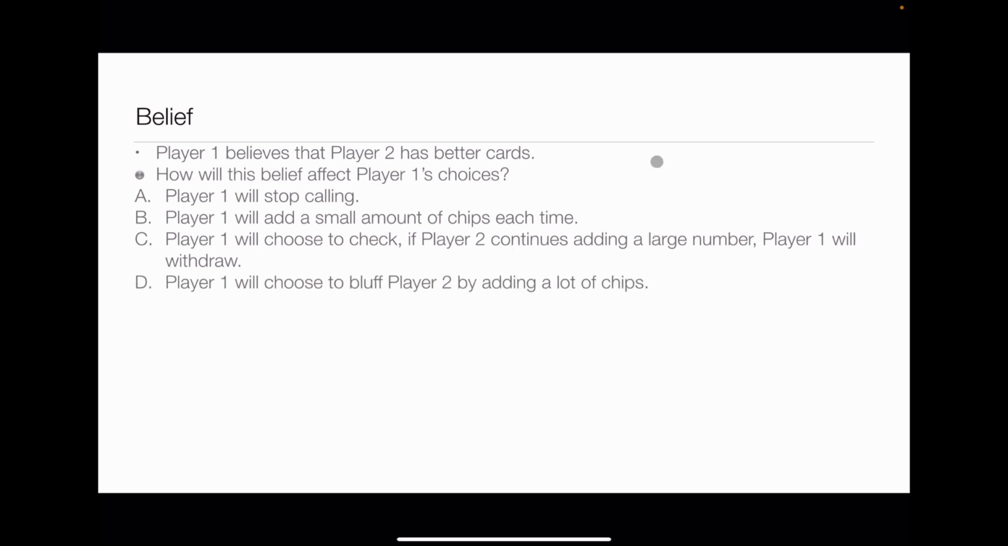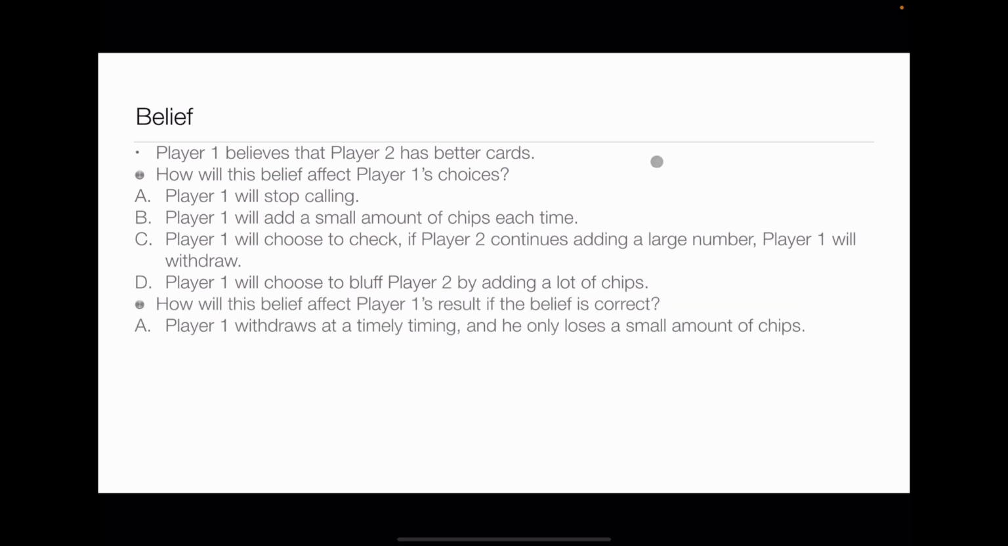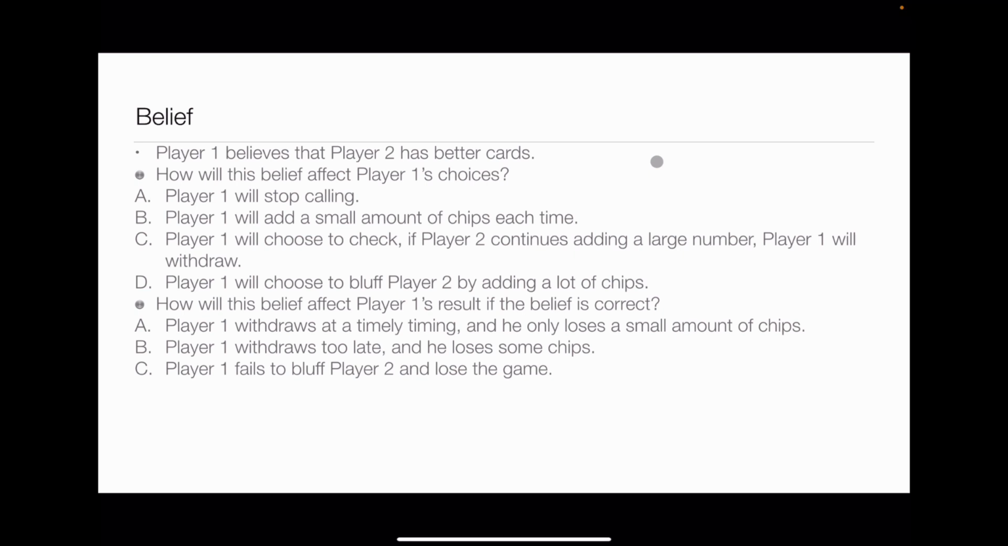But player 1 may also choose to bluff player 2 by adding a lot of chips, also known as the risky strategy. If player 1's belief is correct, since player 1 withdraws in a timely manner, he only loses a small amount of chips. And if player 2 withdraws too late, he will lose some chips. Player 1 may successfully bluff player 2 and win the game surprisingly, also getting a 5 utility prize for his bluff. Or, the worst result is player 1 fails to bluff player 2 and loses everything.